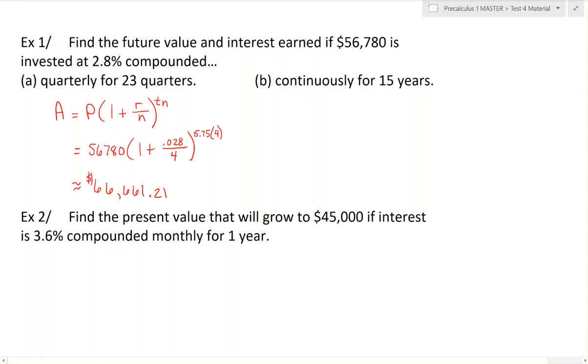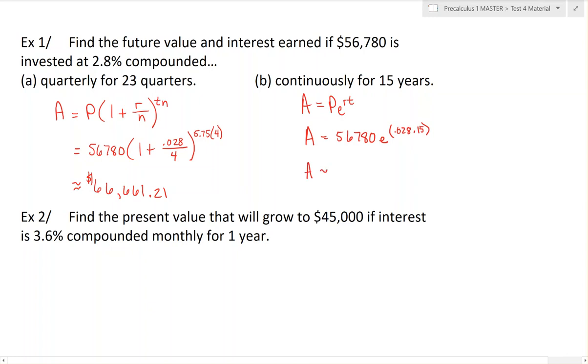Let's say that we were going to compound this interest continuously. So you're putting money in an account that's continuously compounding. You do that for 15 years. Remember that formula was A equals P e to the rt. The PERT formula, some people like to call that. Your ending amount is going to be the $56,780 times e to the exponent of your interest rate written as a decimal times the time in years, which is going to be 15 for us.